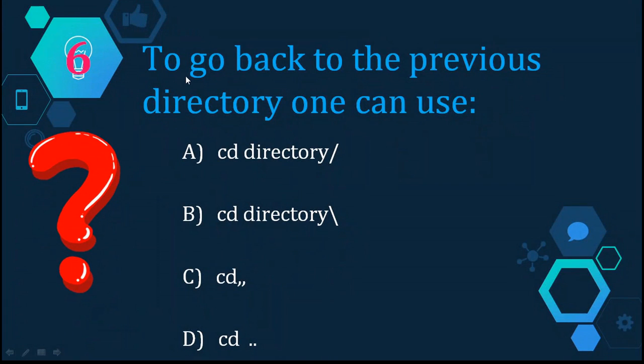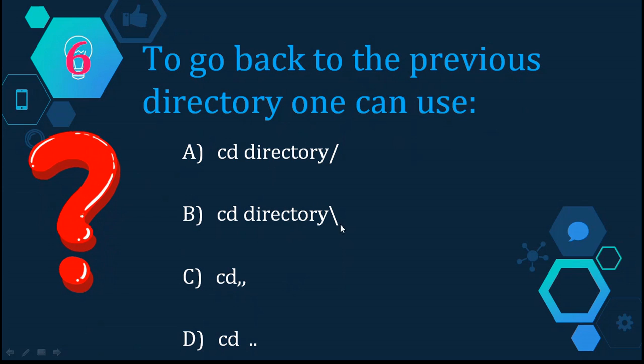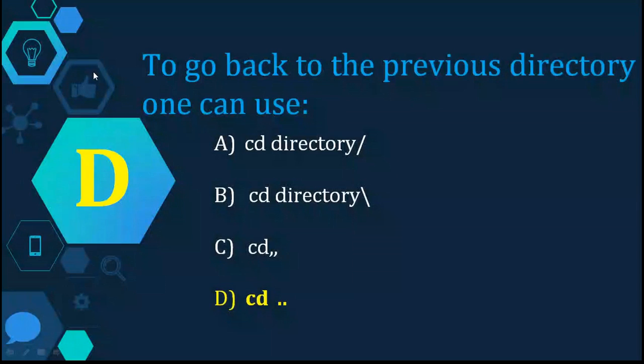Next question. To go back to the previous directory, one can use which command? Option A, cd directory /. Option B, cd space directory /. Option C, cd comma. Option D, cd space two period symbols, or you can say two dots. Now let's see the answer. To go back to the previous directory, we will use this particular command, cd space .., right? And I have also discussed the implementation of this in the directories and subdirectories tutorial. You can refer to that.